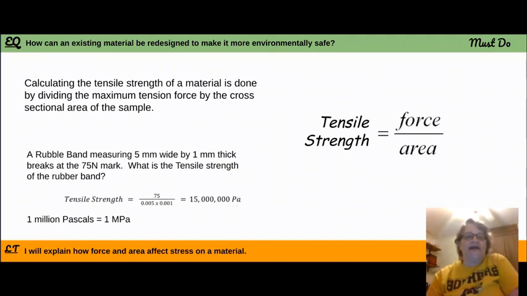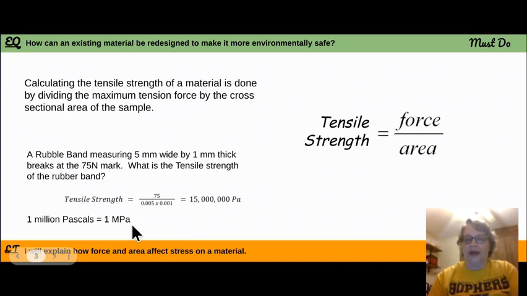So what we could write is 15 capital M Pa. There's nothing wrong with writing it as 15 million Pa, but at some point you'll have so many zeros that you lose track of what you're doing. So it's really helpful to be able to put things into terms of millions of pascals. All right, so that is how we calculate the tensile strength of a material.